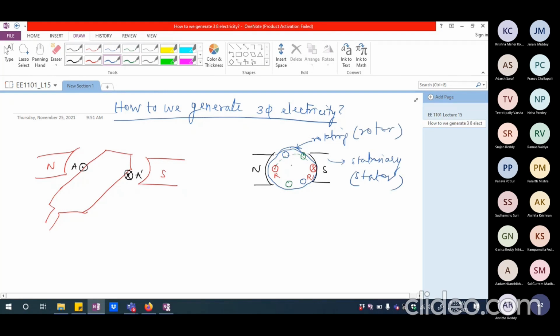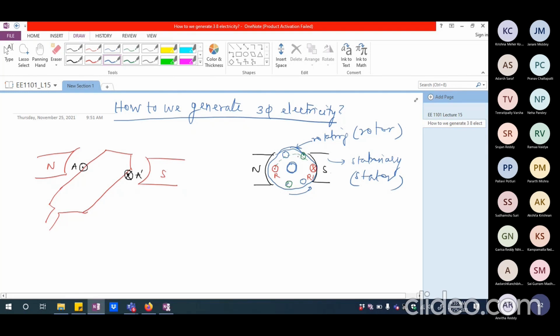So the rotor portion will be attached to the shaft of my steam turbine or hydro turbine or one of those things in the generating station. So this set of conductors R and R dash first face the north and south pole. Then after it rotates by a complete 120 degrees, you are going to see that these two conductors face the North Pole and South Pole respectively.